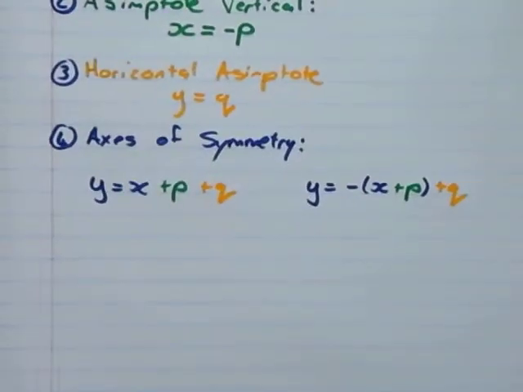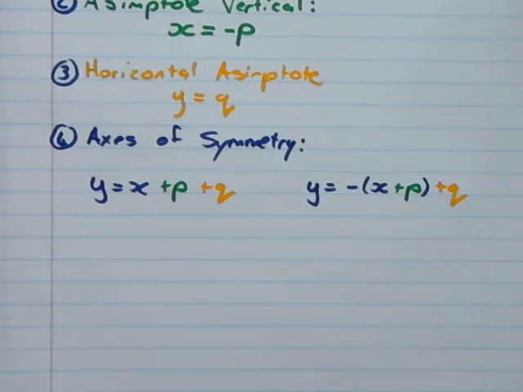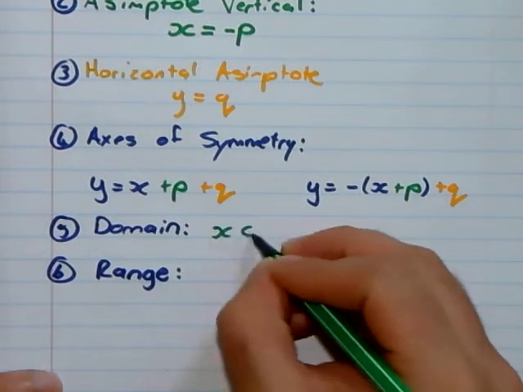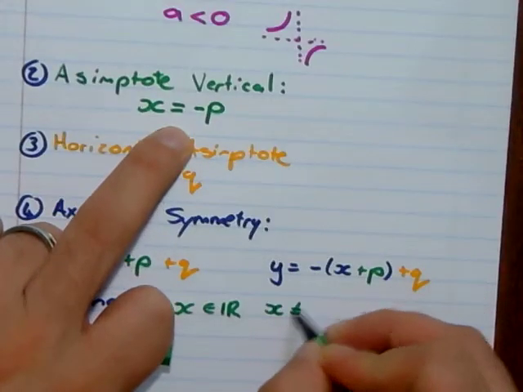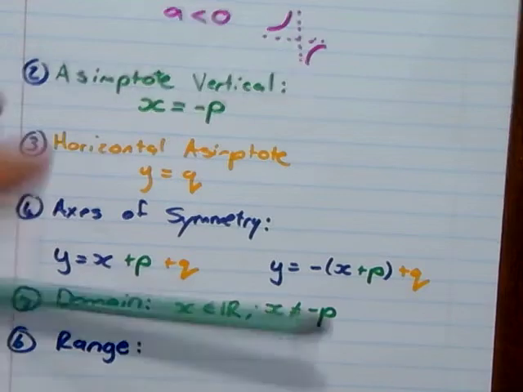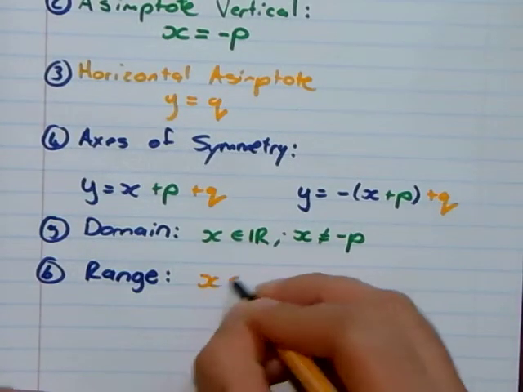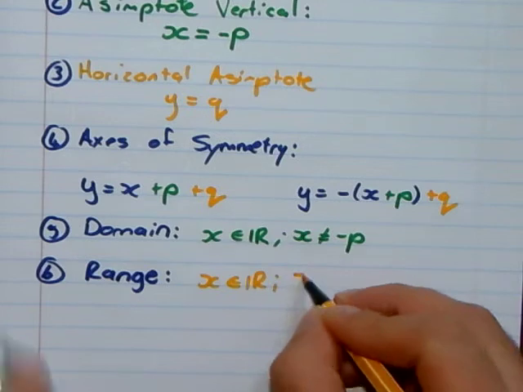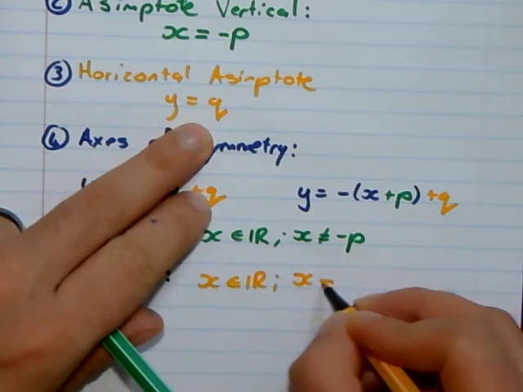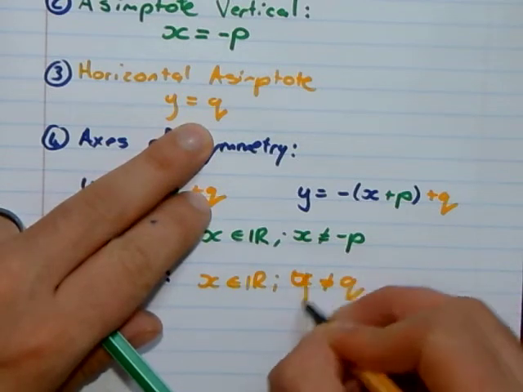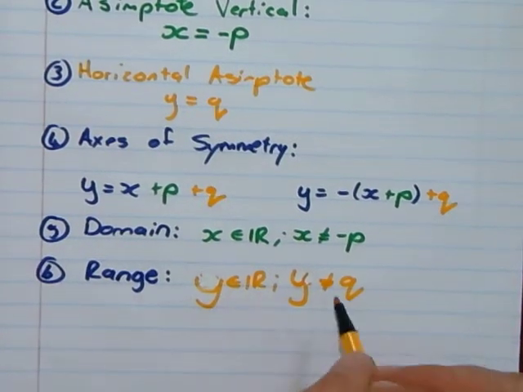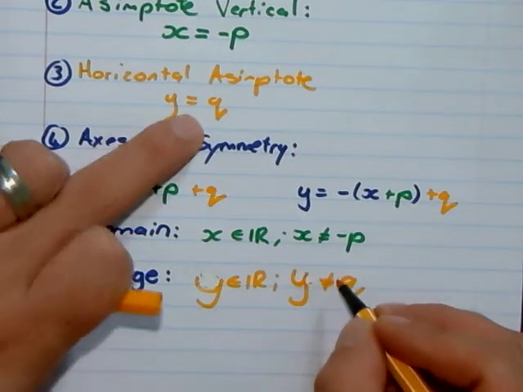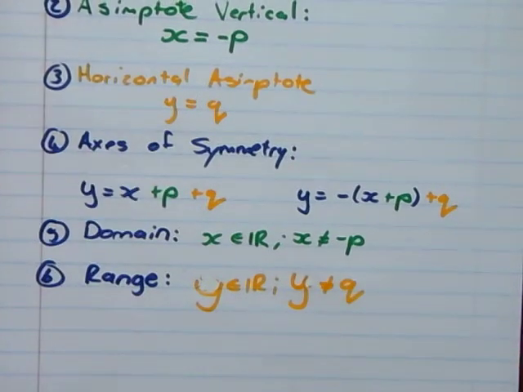It's easy as that. And the fifth thing we know is the domain and range. For my domain, x is always an element of every value except my asymptote. For my range, it's exactly the same. My y value is an element of the real numbers, and y is not my asymptote. Okay, that's what we know about the hyperbola.